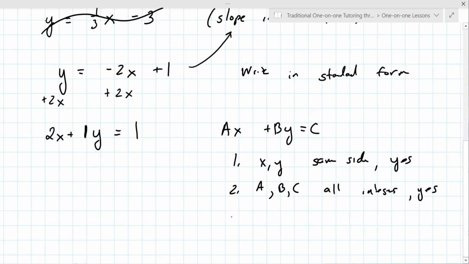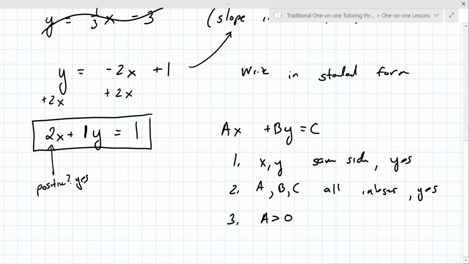And then third, a has to be positive. Is the number in front of x positive? Is this number positive? Yes. Okay, so this is good now. This is in standard form. So there's 3 things that are needed for standard form. The variables have to be on the same side. The numbers in front have to all be integers, and the first one has to be positive.